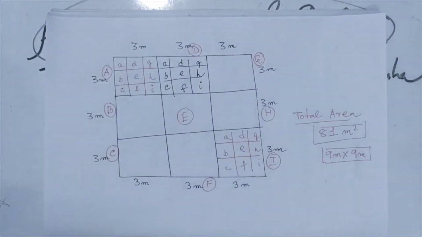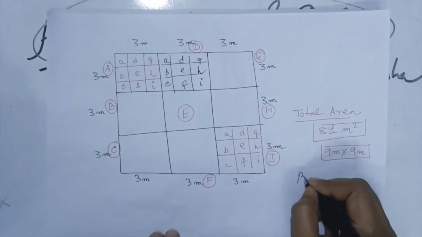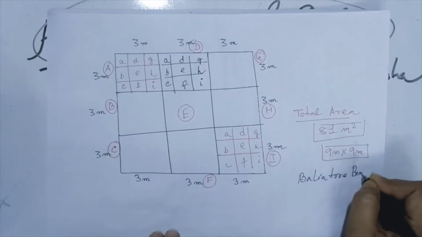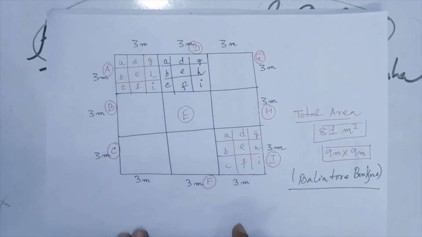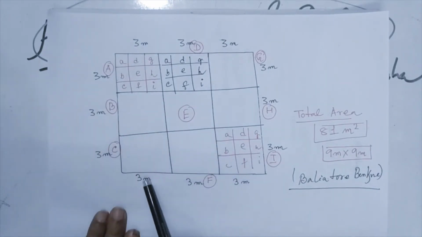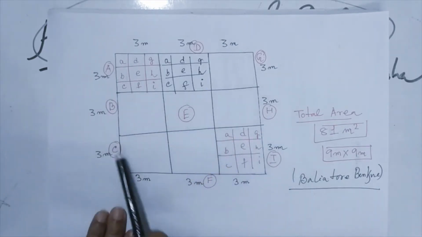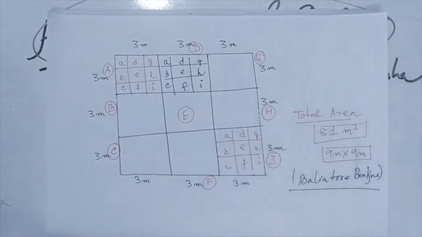Suppose a group of students visited Bankura, okay, and they prepared this matrix. They selected a 3 meter by 3 meter grid. This is 3 meter and this is 3 meter, and they selected nine grids, 3 meter by 3 meter. Each grid contained 9 square meter area, and they prepared a plant matrix.